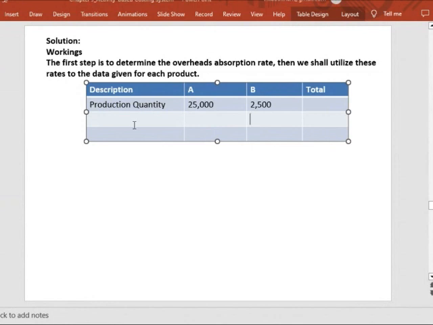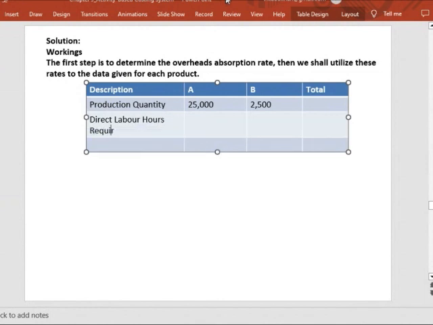So, here, we are going to write direct labor hours required. Okay, both are 10. So I'm going to put 10 directly.